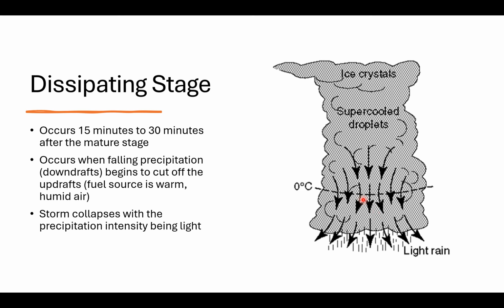Basically, this thunderstorm is raining itself out. There's no more inflow of warm, moist air, which is actually the energy source to keep this thunderstorm going. Now it's just dominated by cooler downdraft air as all the rain kind of rains itself out, like I mentioned. No more fuel source. Warm, moist air is no longer available, and the storm collapses with precip intensity eventually lightening up.